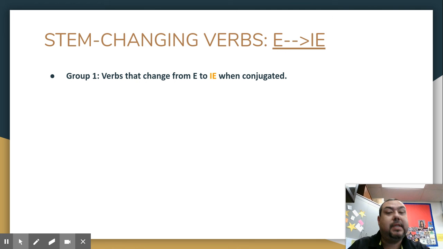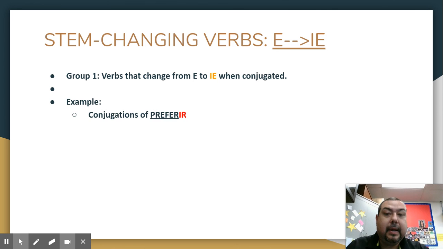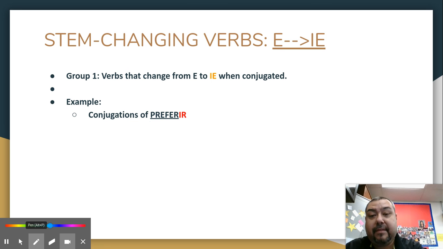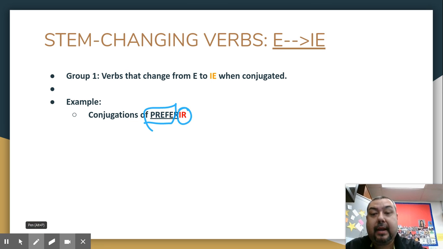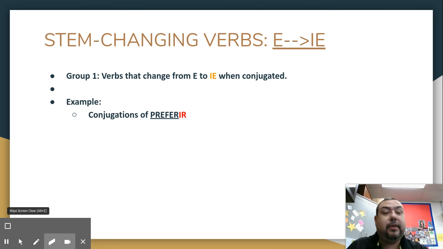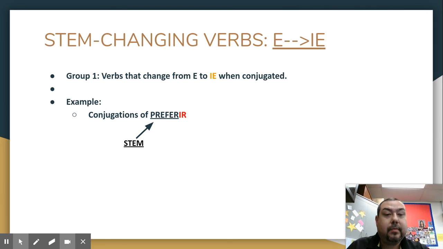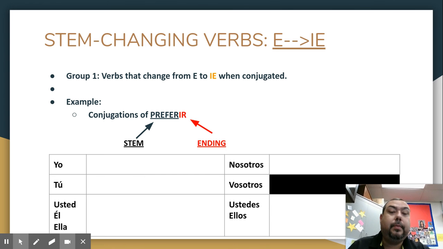The first group is verbs that change from E to IE when conjugated. Now let's look at the verb preferir. As you can see, preferir, we have that stem, and then we have the ending. It's an IR ending. If it was a regular verb, we would just keep the stem the way it is, no changes. And the only thing we change would be the ending, right? That's what we learned last time. Well, this time is going to be a little bit different.